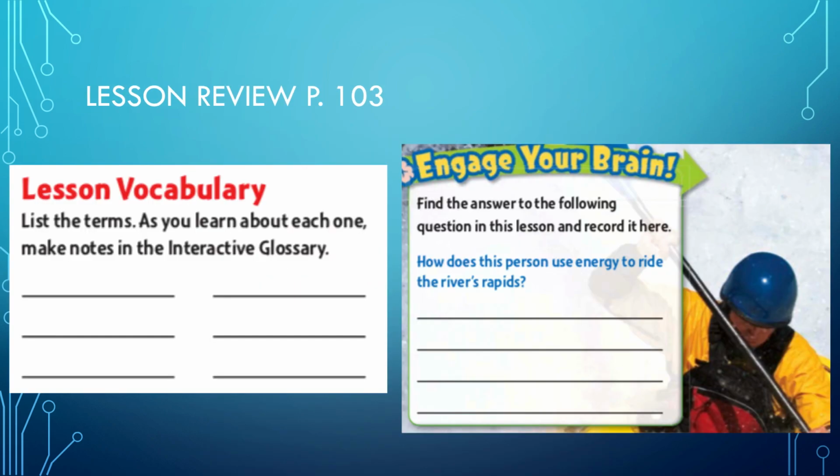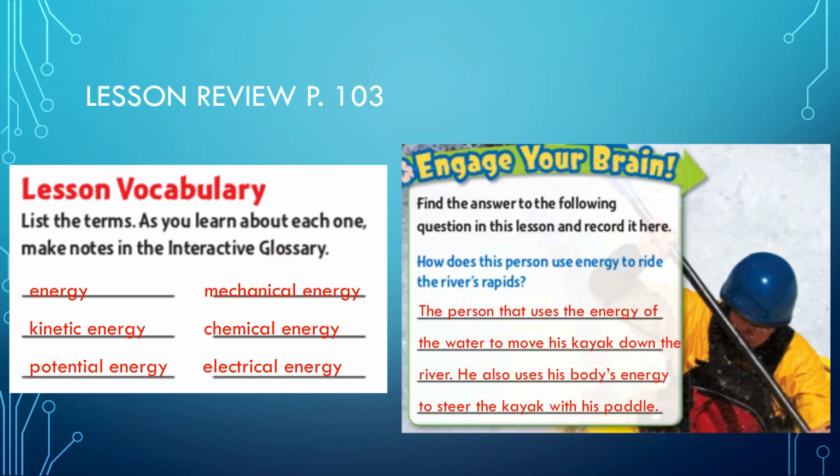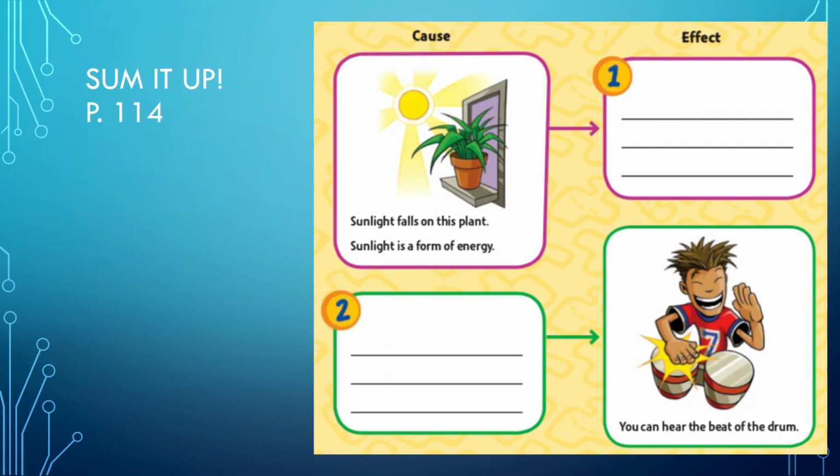Turn back to page 103. Let's review the lesson. The vocabulary for this lesson were energy, kinetic energy, potential energy, mechanical energy, chemical energy, and electrical energy. How does this person use energy to ride the river's rapids? The person uses the energy of the water to move his kayak down the river. He also uses his body's energy to steer the kayak with his paddle. Complete Sum It Up on page 114.